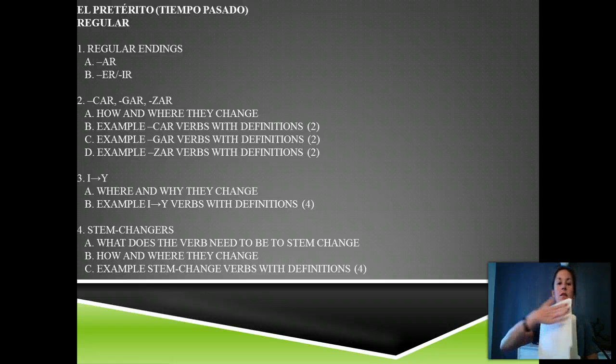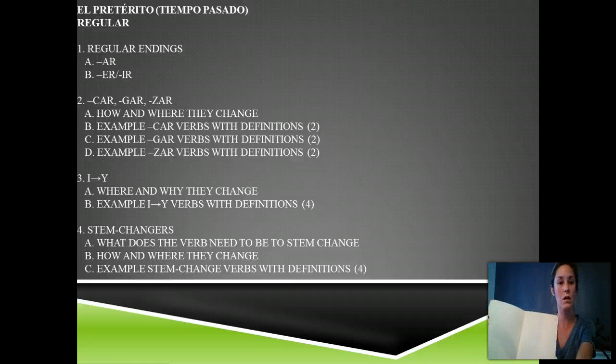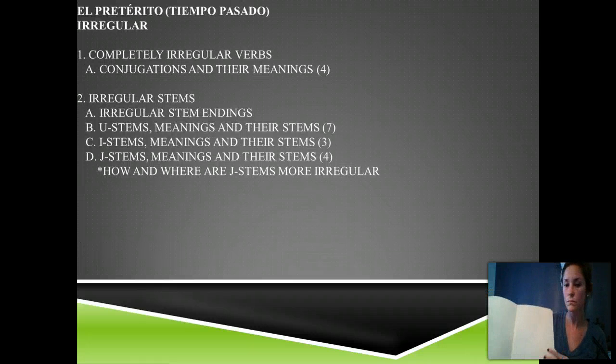So you've got the cover, the left-hand side, and then the right-hand side is your irregular preterite. You will label that El Pretérito, Tiempo Pasado, Irregular. I'd like you to write 1, completely irregular verbs. A, conjugations and their meanings. There's 4 verbs that are completely irregular. Please write out those 4 verbs and all of their conjugations and what each of those 4 verbs mean.